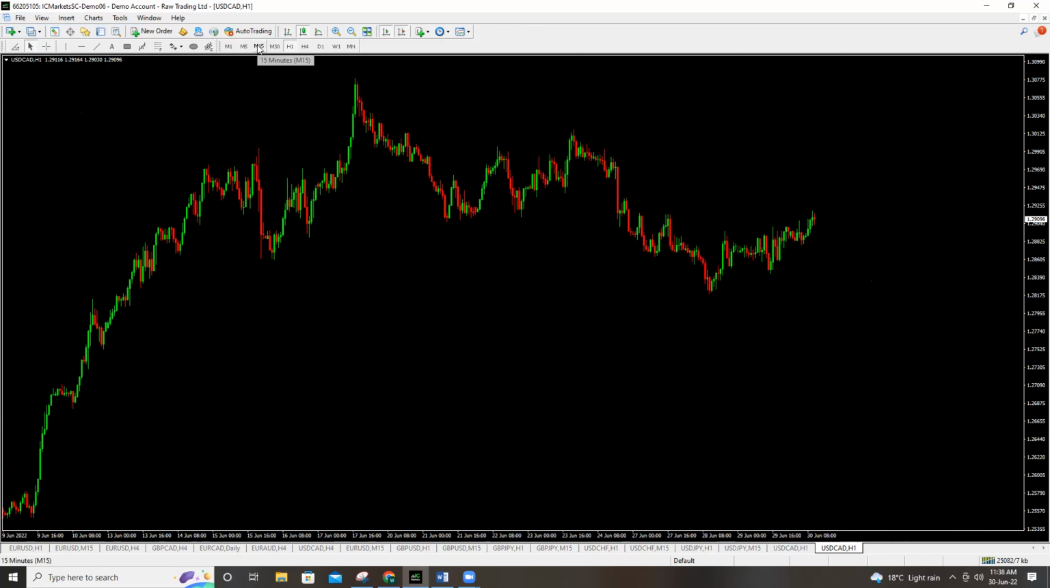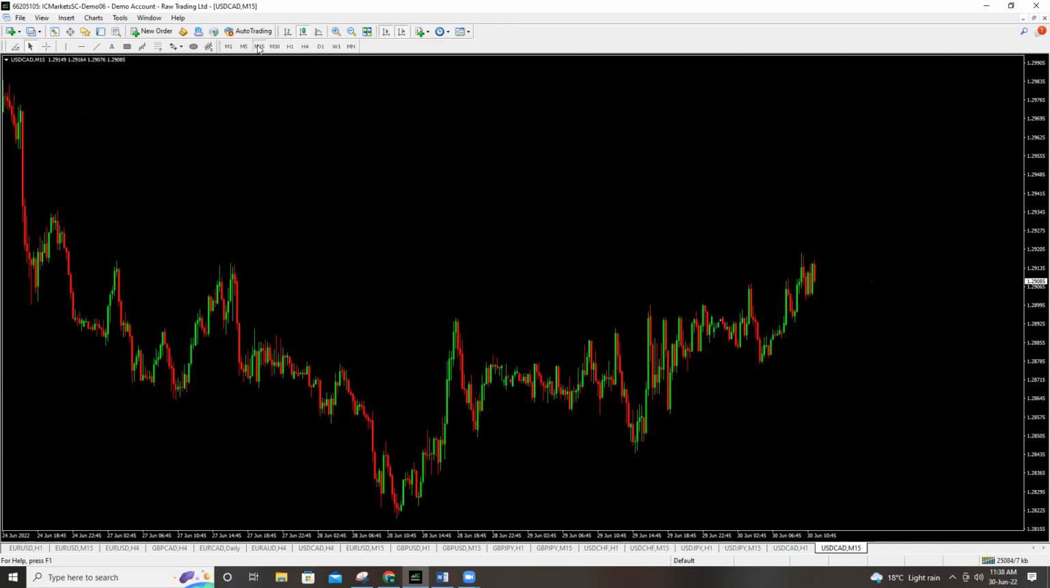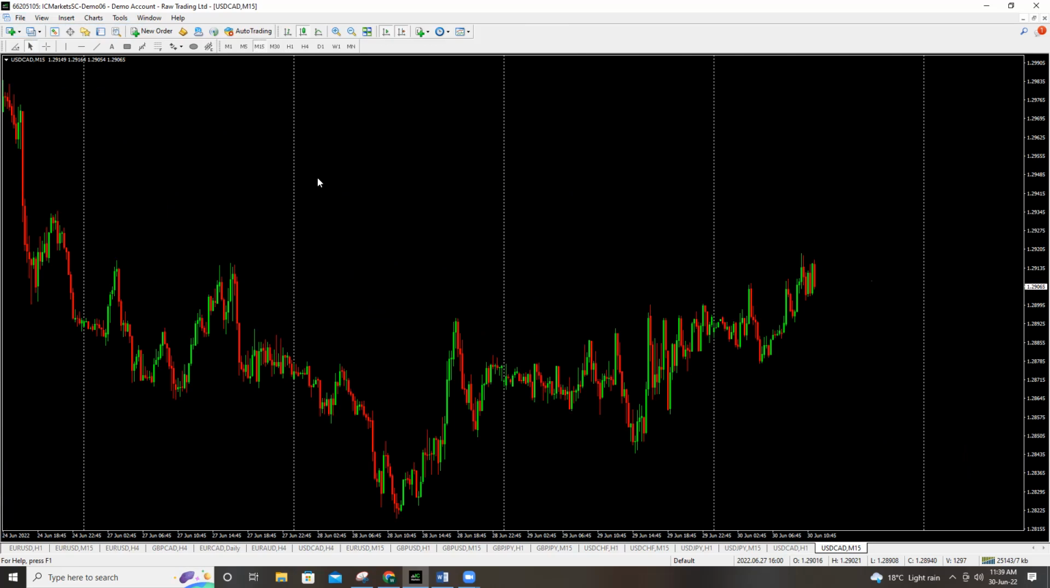We're going to go to our 15-minute time frame or even 30-minute time frame, depending on your time frame of choice. We're going to have the day breaks, showing a day at a time, by pressing Control Y on your computer. That will show you the beginning and the end of each day.